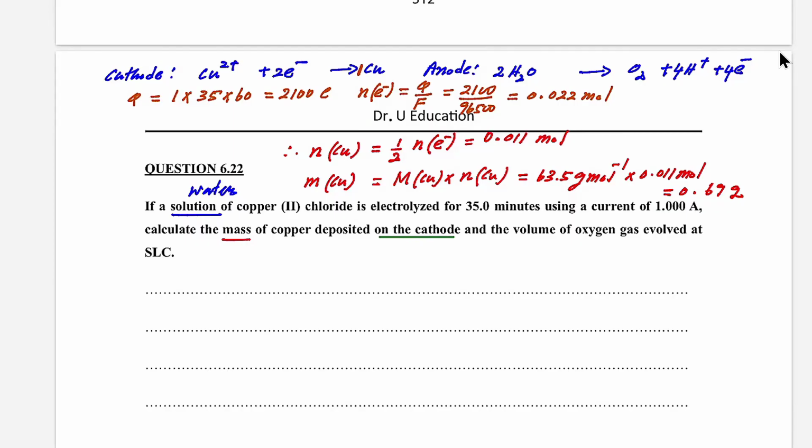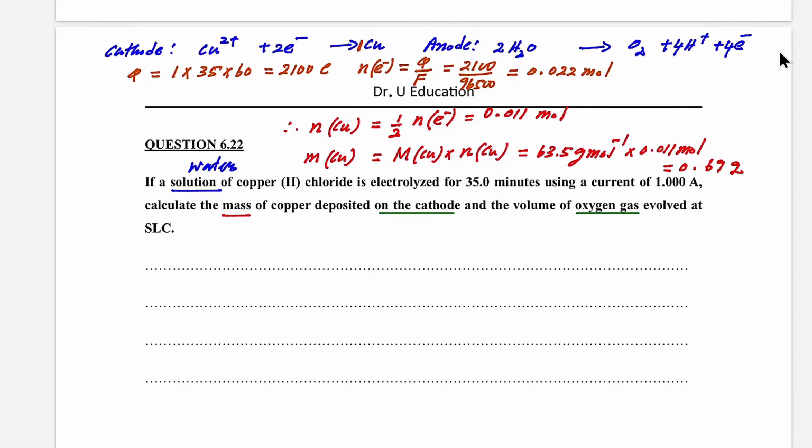Now, the volume of oxygen gas evolved at STP. Volume of oxygen gas. So now you go to the other electrode, the reaction at the anode. So oxygen. So how do you do that one? How do you do that one?